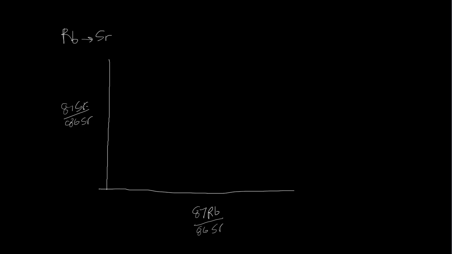Okay, here we have the two axes. The y-axis is the ratio of strontium-87 to the stable strontium-86, and the x-axis is the ratio of radiogenic rubidium-87 to stable strontium-86. And remember how this works, that if we had two rocks, or two compositions I should say, let's say two minerals, which initially had the same initial ratio of strontium-87 to strontium-86, since they formed at the same time. That's their initial ratio.